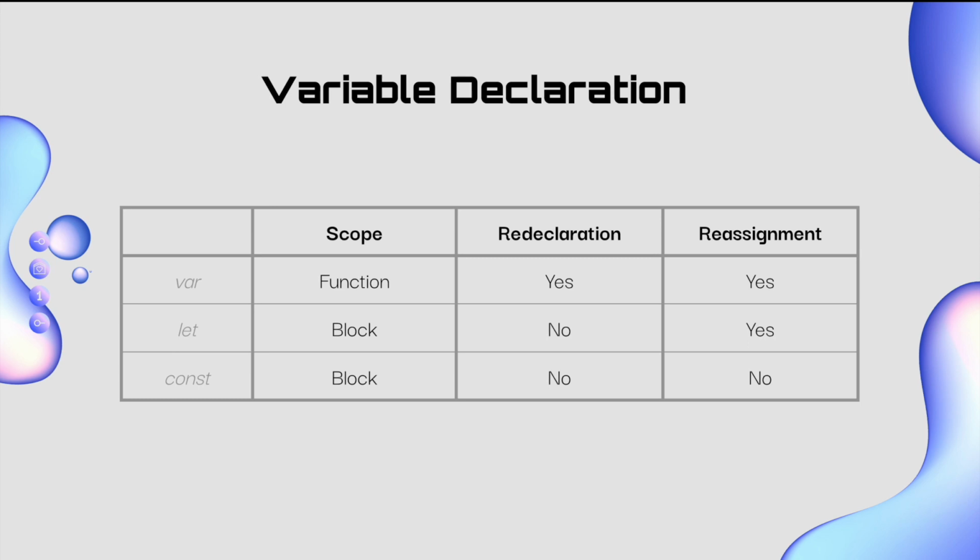and if statements. In the context of the same scope, variables declared with var can be redeclared and reassigned, but let declared variables can only be reassigned but not redeclared. And const variables can neither be redeclared nor reassigned.